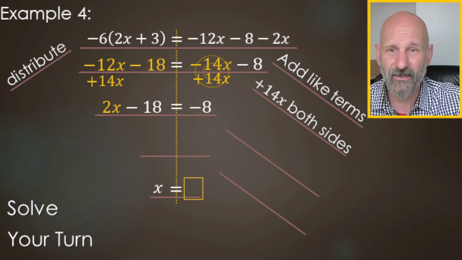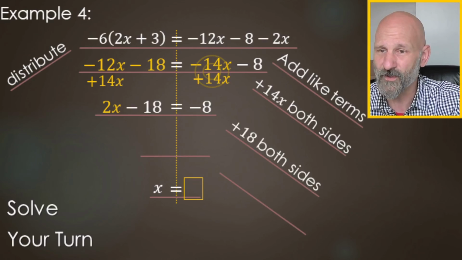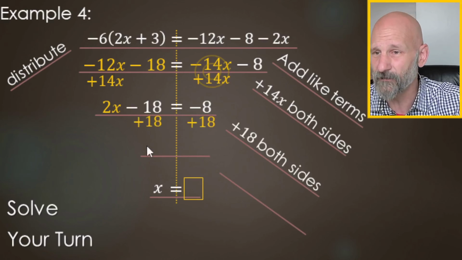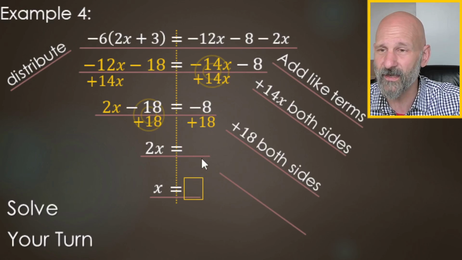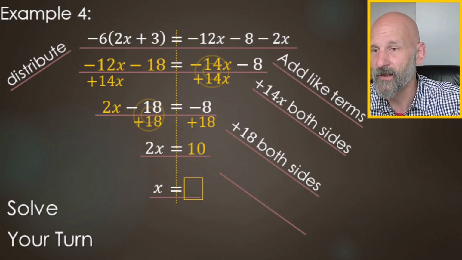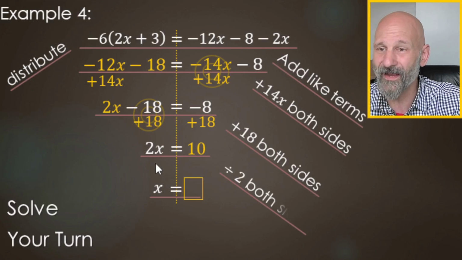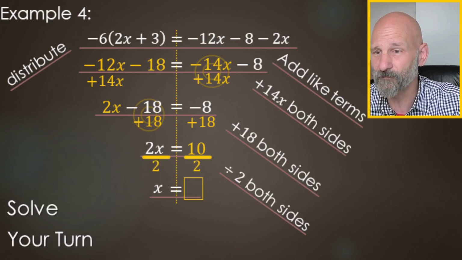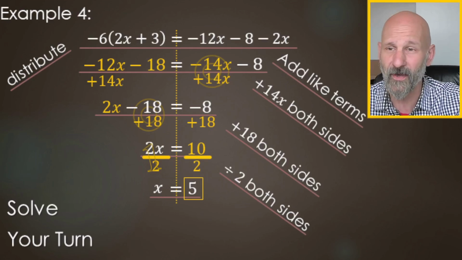Undo the minus 18 and then the multiply by 2. Start with a plus 18 to both sides. So we got 2x on the left, no more numbers, equals, subtract 8 from 18, and that gets you 10. Next up, undo this 2 here with a divide by 2 to both sides. 2 over 2 makes 1x, and 10 divided by 2 makes 5, the value for the variable that makes the equation true.